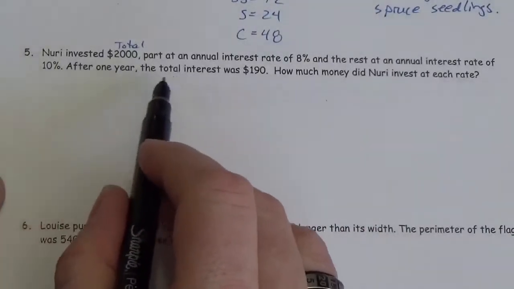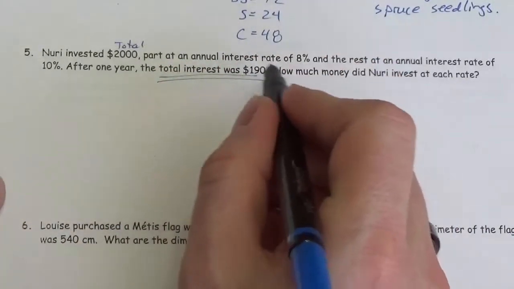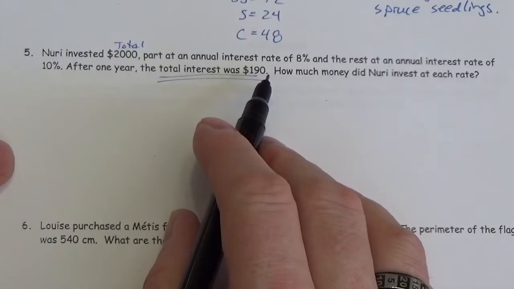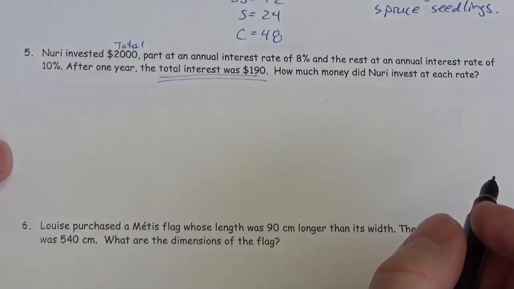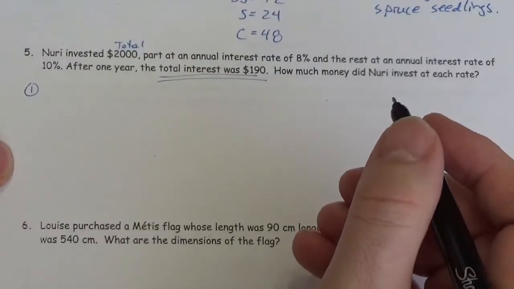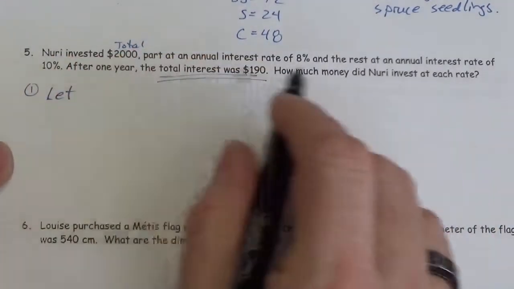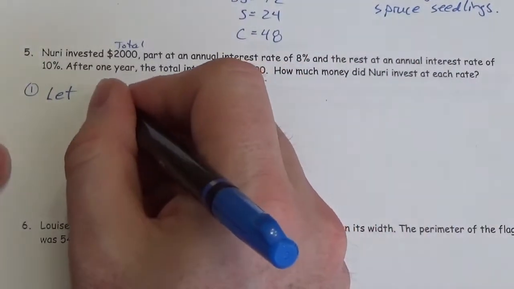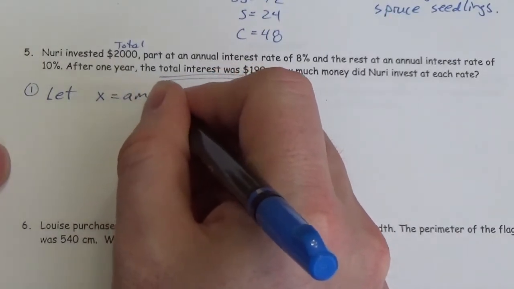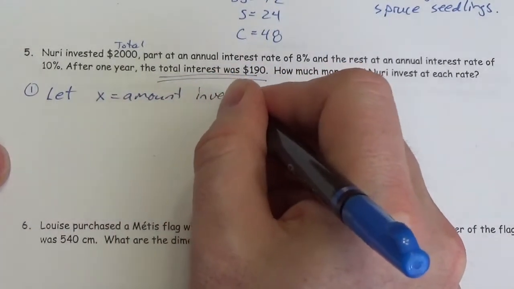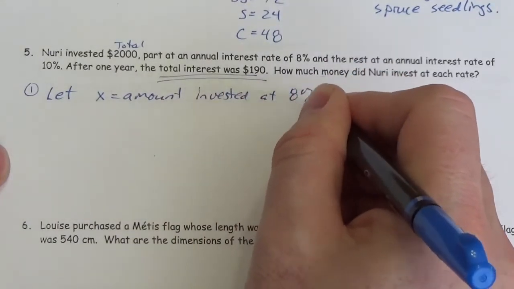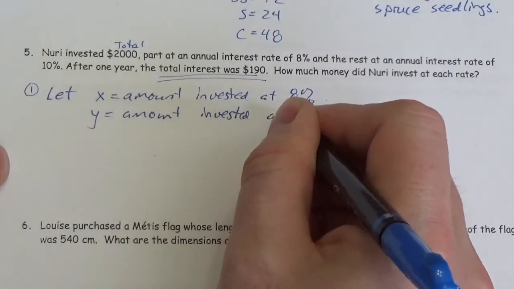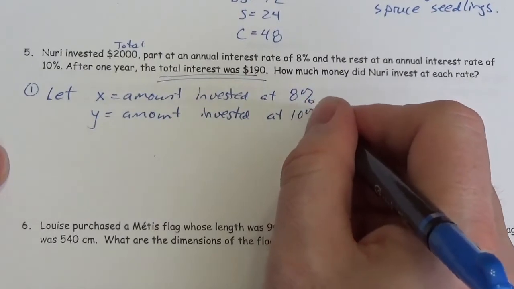Now, after 1 year, the total interest, okay, now here's another total. I'm talking about the interest. And I get that by doing my percentage calculations. So how much money did Nuri invest at each rate? So what I'm asking for to start off with here, and in this situation I don't really have a nice reason to use one variable over another. So let's just go back to x and y. So I'm going to let x equal the amount invested at 8%. And we'll let y equal the amount invested at, what was it, 10%, right? Yeah, there it is, 10%.